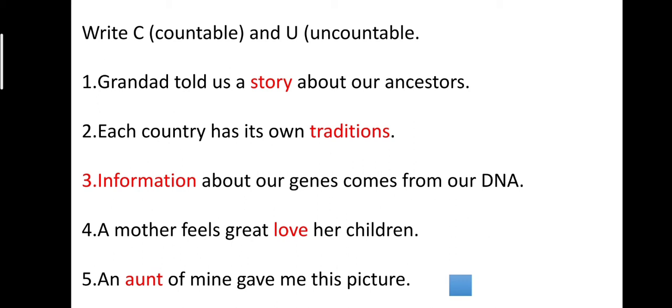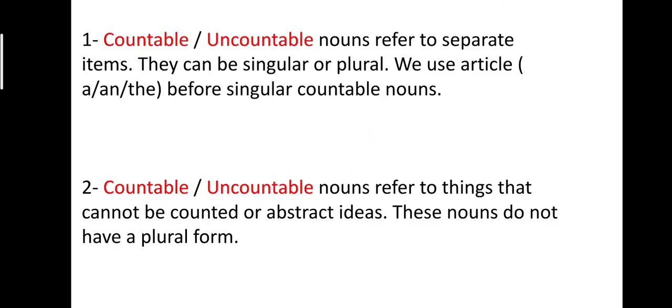The first word, which is story in the first sentence, is countable. Next we have traditions in the plural form, so it's also countable. Information is an uncountable noun, so we cannot say, for example, informations. Next we have love, and love is an uncountable noun. And this is a countable noun.